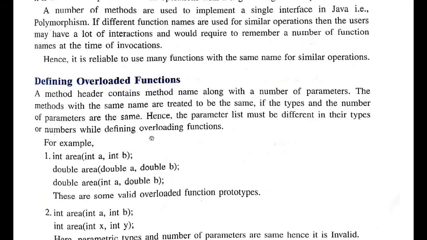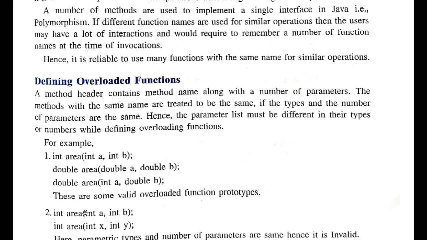Defining overloaded functions. A method header contains the method name along with a number of parameters. The methods with the same name are treated to be the same if the types and the number of parameters are the same. Hence, the parameter list must be different in their types or numbers for defining overloaded functions. For example, you can see here int area of int a comma int b, double area. So you can see the number of parameters.